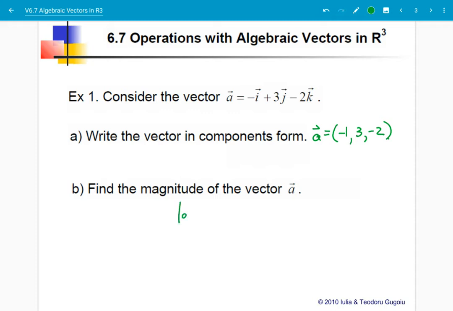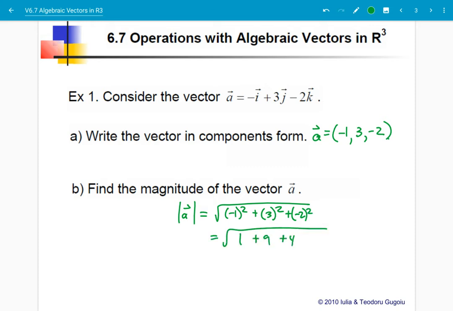Magnitude of A, you square the components, sum their squares, and that is the magnitude, 14. That's example 1.